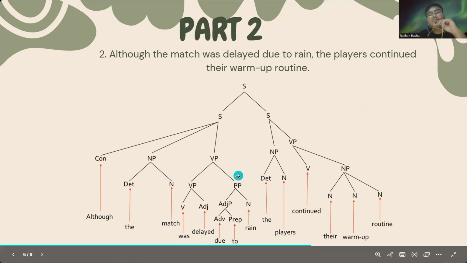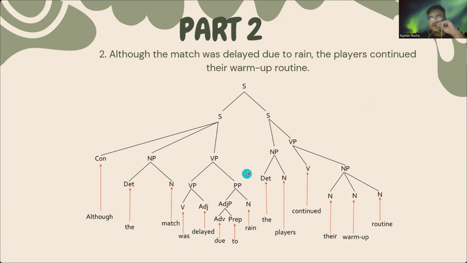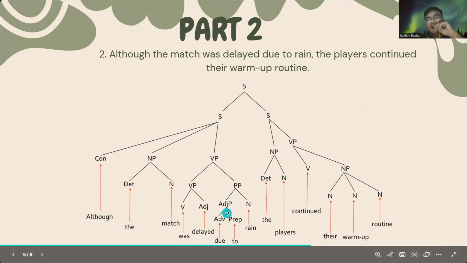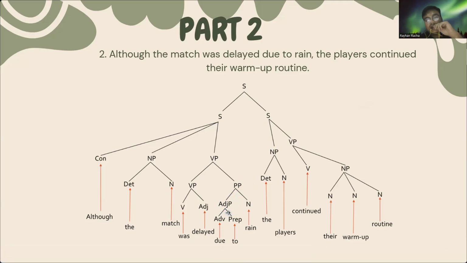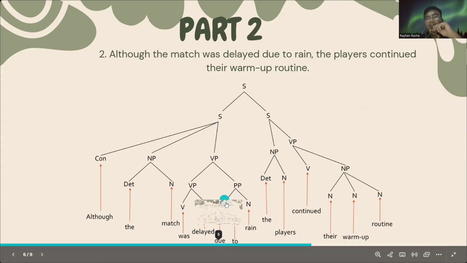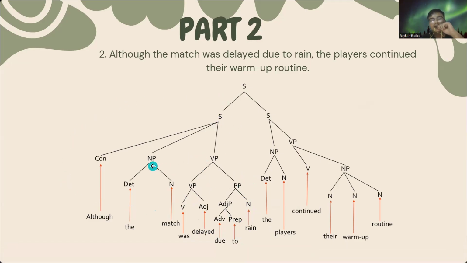So in this prepositional phrase, we have another adjective phrase and a noun. The adjective phrase also can be divided into an adverb, which was "due", and also the preposition, the word "to", and we have another noun, which was "rain". So this is the first sentence, which was "although the match was delayed due to rain".